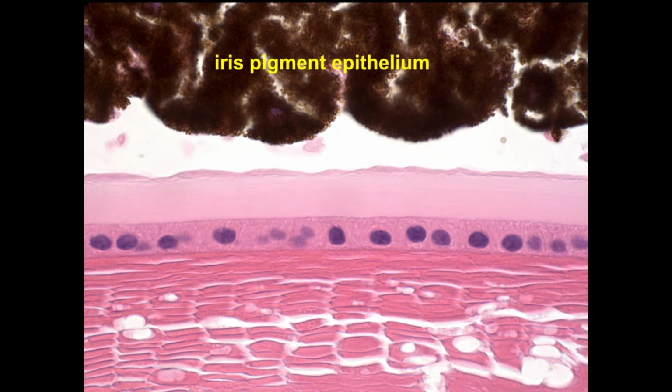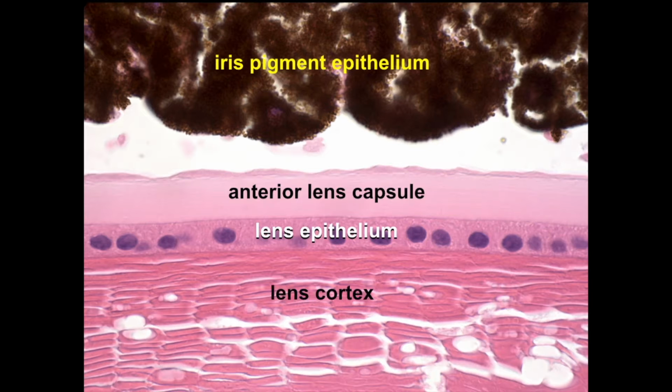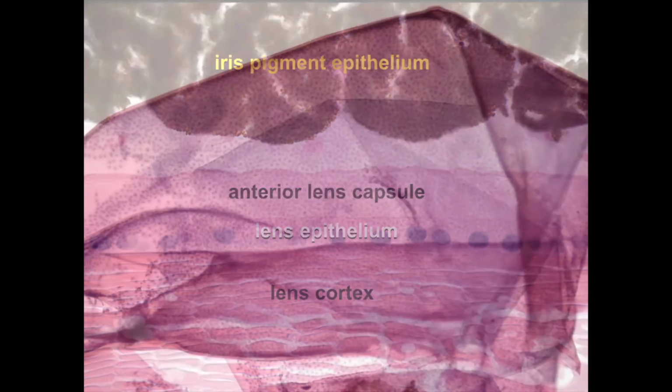The iris pigment epithelium, anterior lens capsule, cuboidal lens epithelium, and anterior lens cortex are seen in this photomicrograph. Due to sectioning artifact, the highly specialized lens cells or fibers that comprise the lens cortex are visible as flattened plates. The lens is surrounded by a thick basement membrane called the lens capsule.